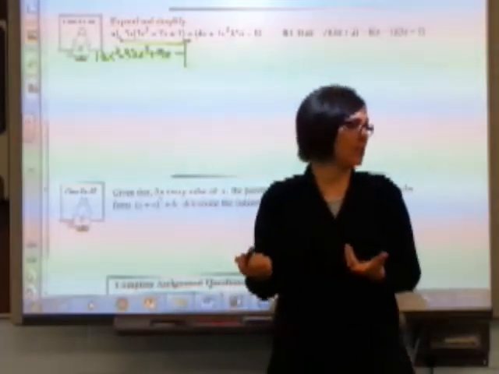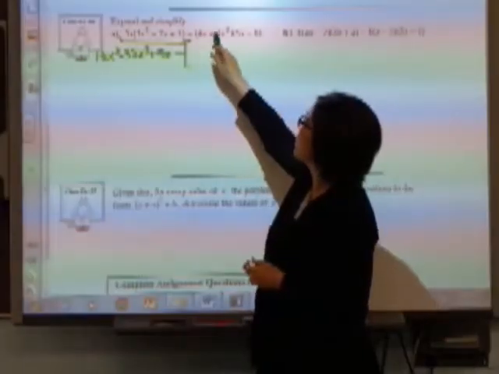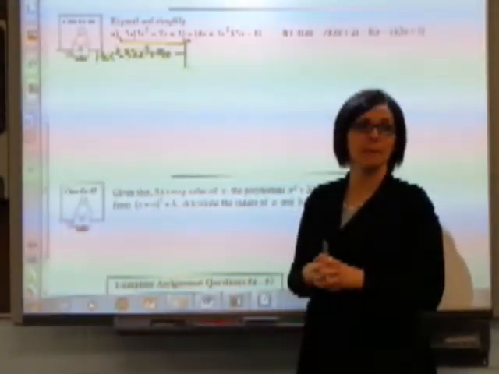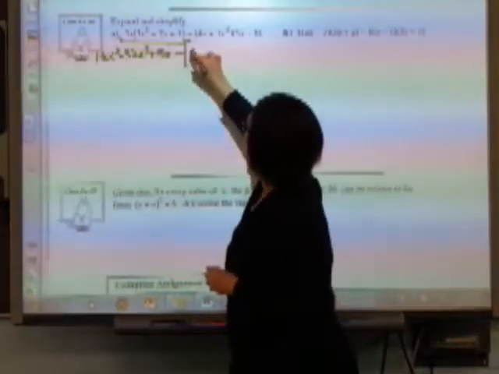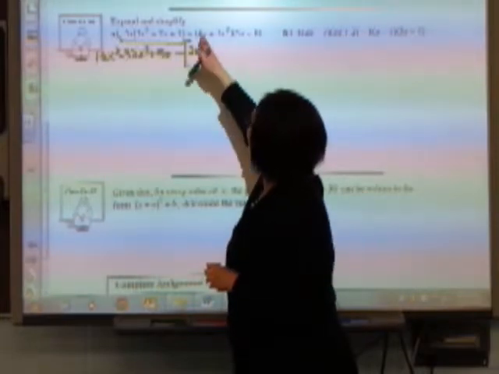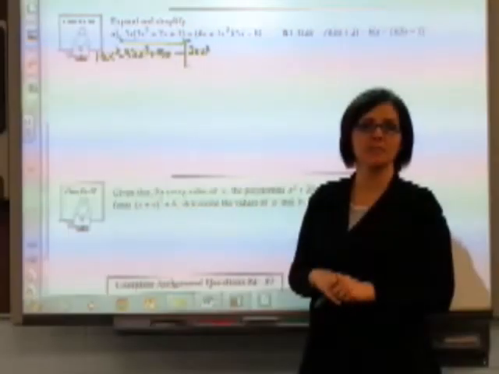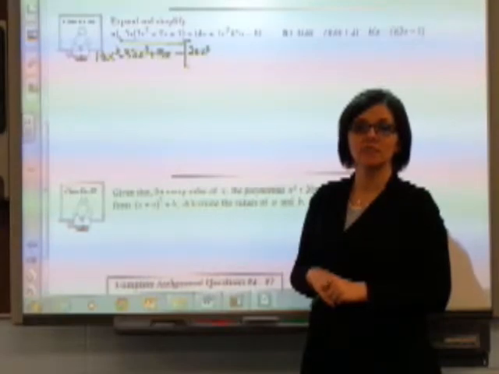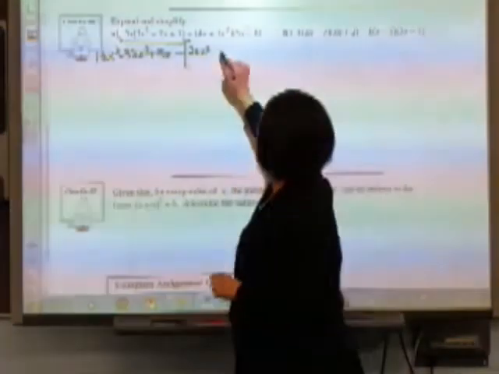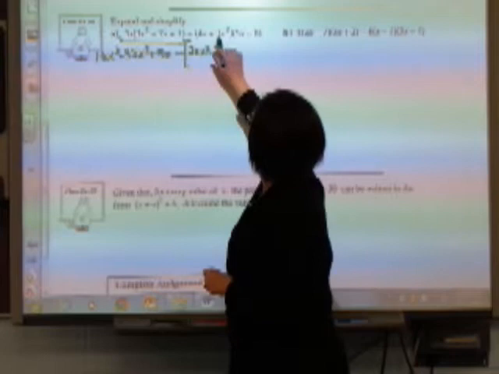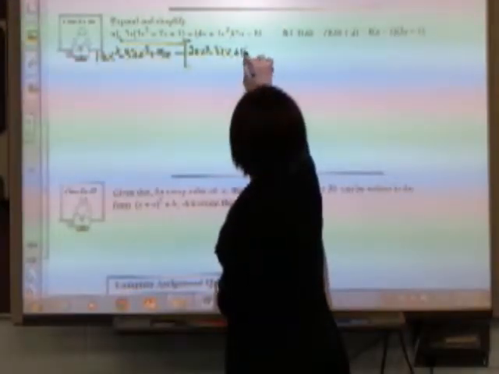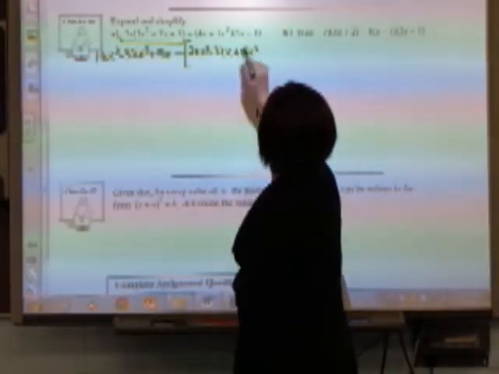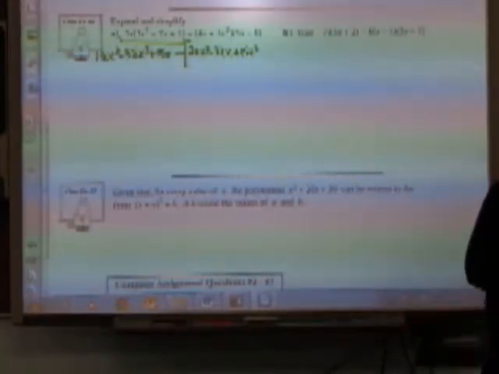So this one again, I use the distributive property. So 4x times 5x, 20x squared. 4x times negative 8, negative 32x. 3x squared times 5x, 15x cubed. And then 3x squared times negative 8.